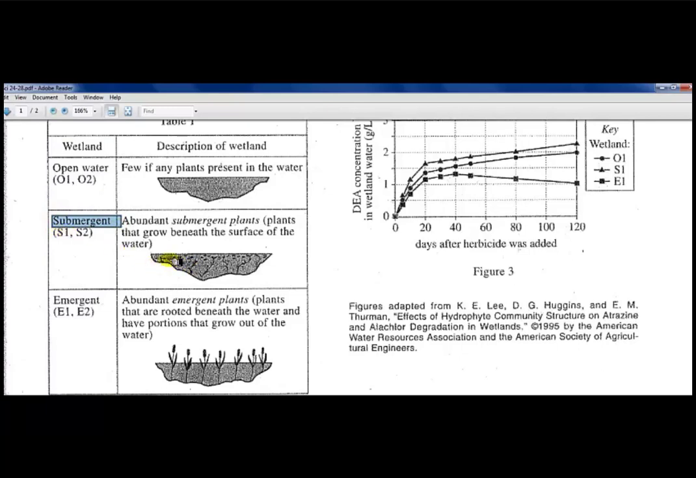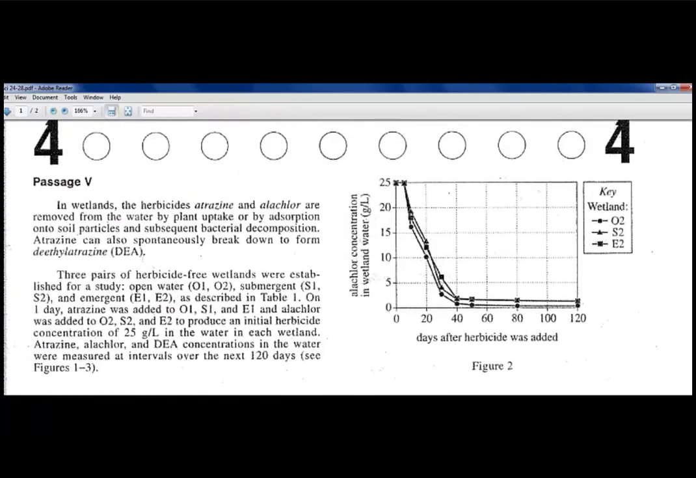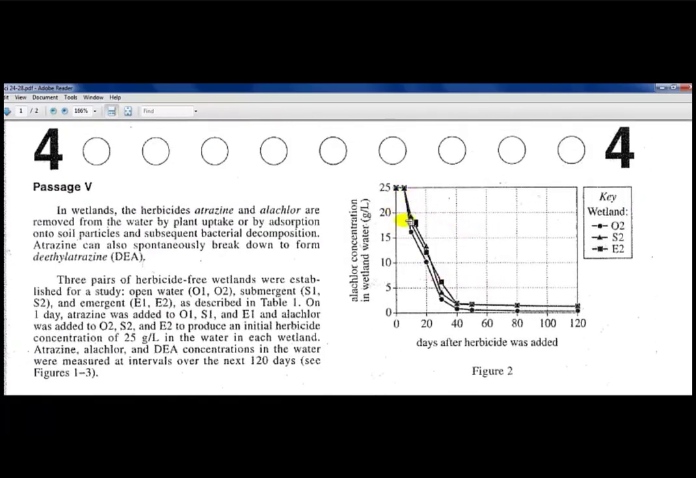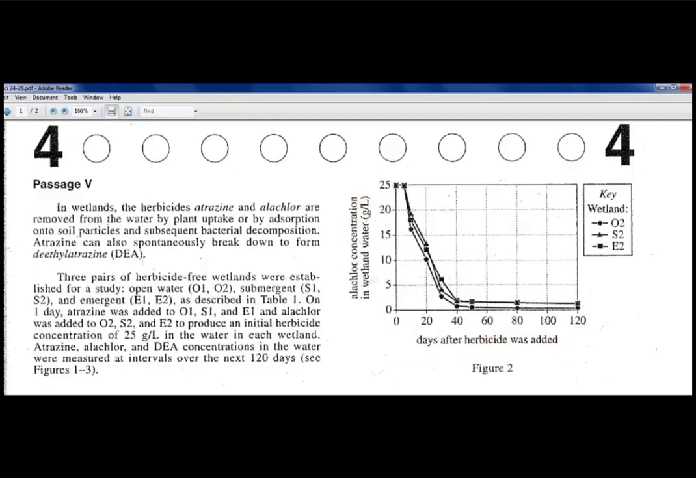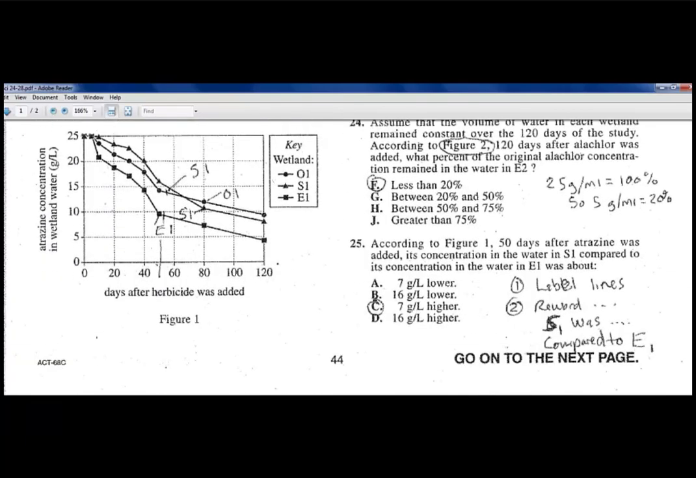Okay? And if you look over here, that means that the plants are growing in the lake, but they're underwater. And here, emergent, E, means there's plants in the lake, but the plants are popping their head out of the top of the water. So, if you come back over here, this all does the same thing. So you know that the plants don't really have anything to do with the concentration and the days of the herbicide.